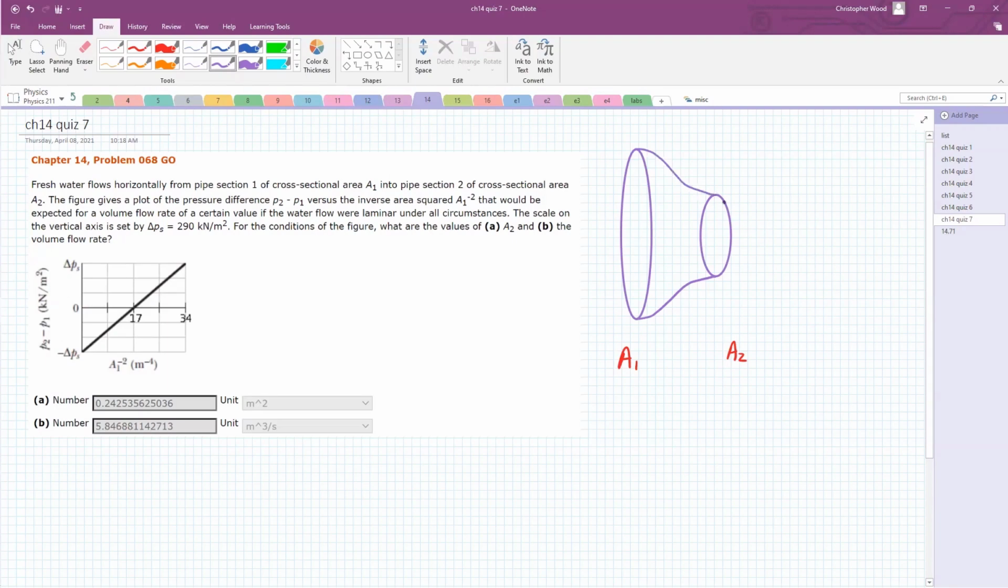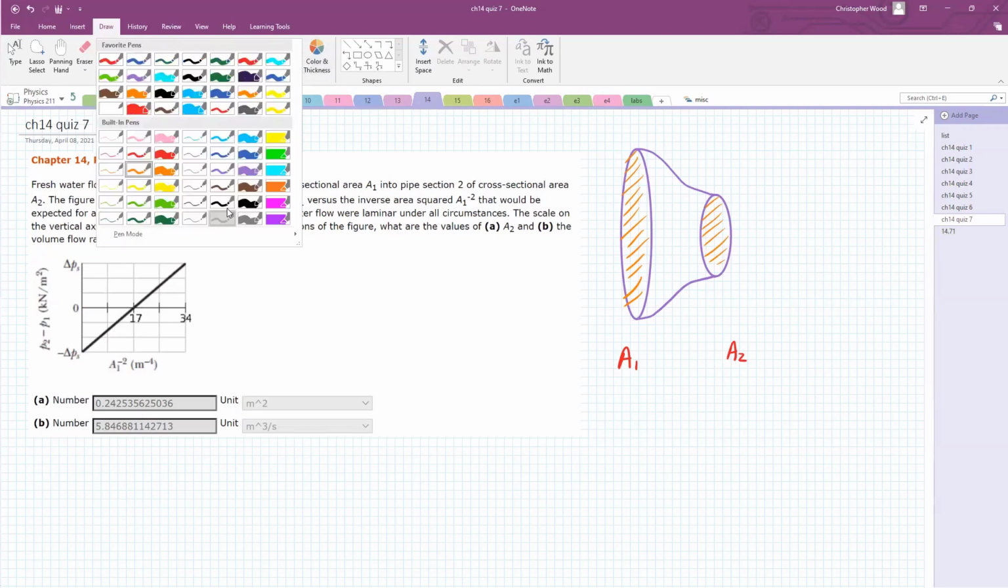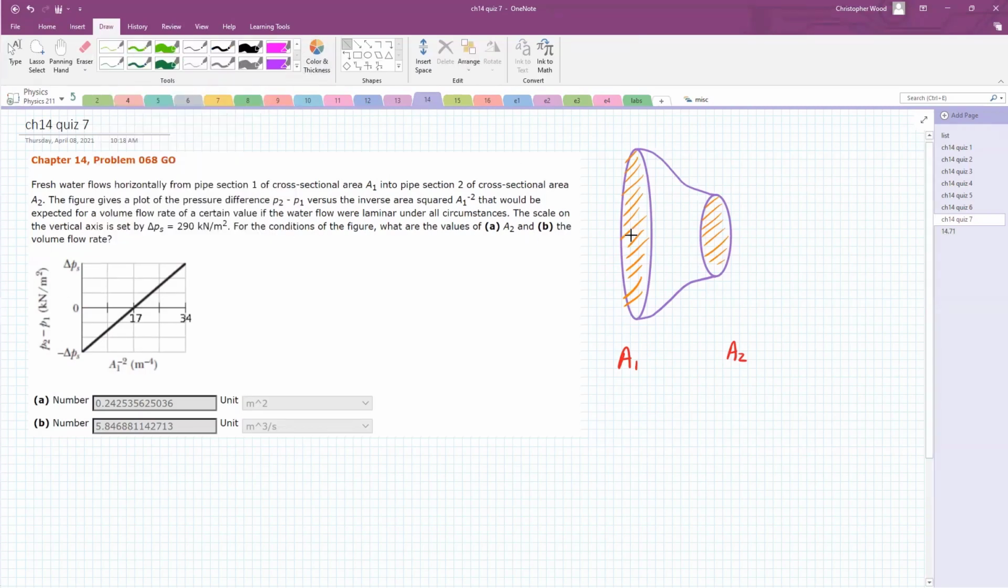Okay, good enough. All right, so this is cross-sectional area A1. This is cross-sectional area A2. This is a horizontal pipe. So once again, it is a horizontal pipe, right? Like that. Horizontal pipe, water's flowing horizontally from section 1 into section 2.